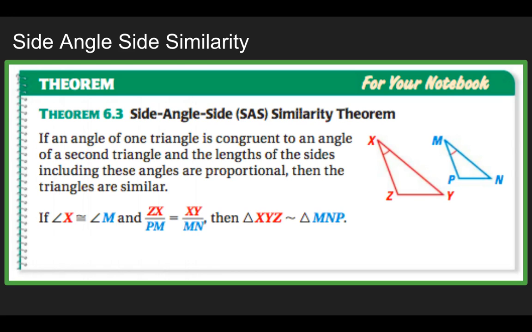You can also use the side-angle-side similarity theorem, similar to the side-angle-side congruence theorem that we learned earlier, which says if you have an angle of one triangle congruent to an angle of a second triangle, and the lengths of the sides including these angles are proportional, then the triangles are similar. So in this diagram, if X is congruent to M and XZ is to PM as XY is to MN, then you can say that the two triangles are similar.